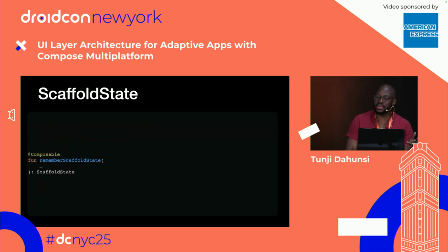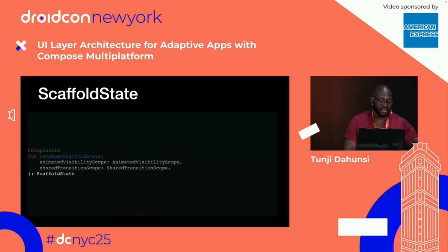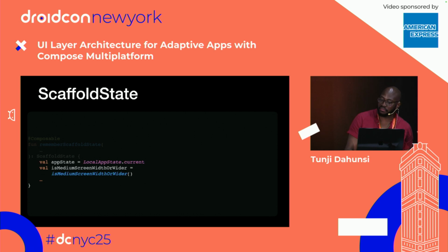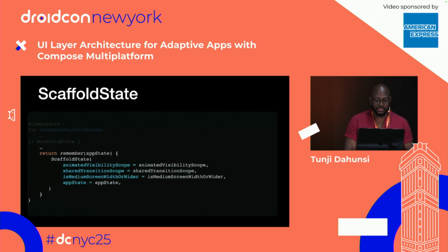Okay, now to create this in composition, what I'll do is I have this remember scaffold state method, and then I pass in my animated visibility scope, my shared element transition scope. Then this is where I use the navigation local before that I defined in the app level to read my app state. And then I pull in the value from medium width or wider. And then I create my scaffold state.